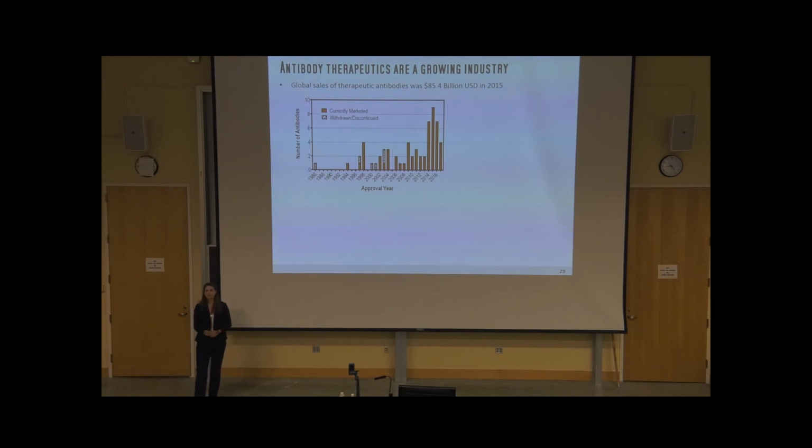This makes up about 50% of the sales on protein therapeutics. So they're really an important industry. On this graph, I'm basically plotting years and then showing how many novel antibodies were approved each year.